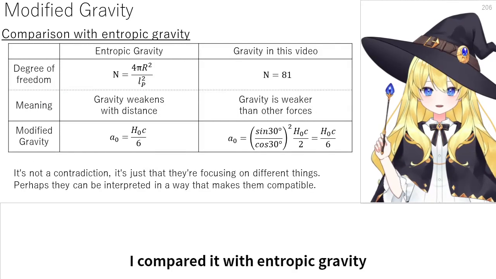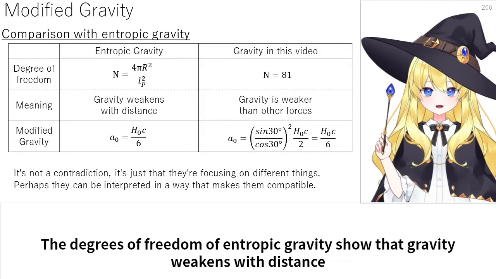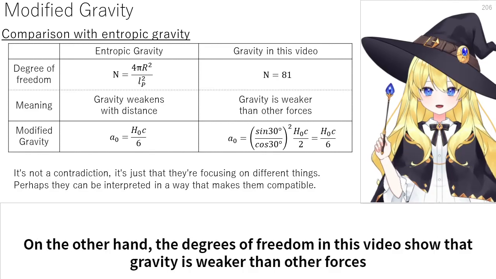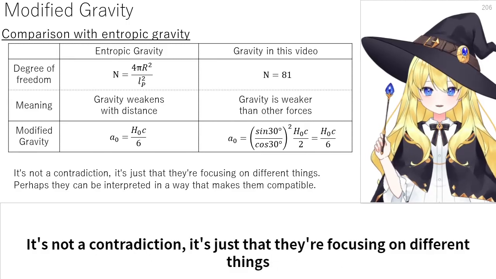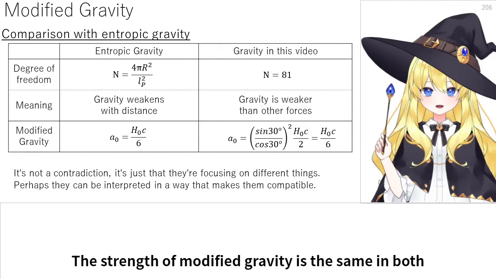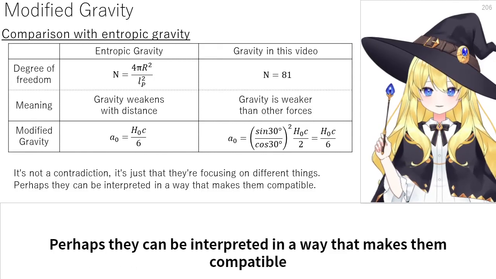I compared it with entropic gravity. The degrees of freedom of entropic gravity show that gravity weakens with distance. On the other hand, the degrees of freedom in this video show that gravity is weaker than other forces. It's not a contradiction, it's just that they're focusing on different things. The strength of modified gravity is the same in both. Perhaps they can be interpreted in a way that makes them compatible.